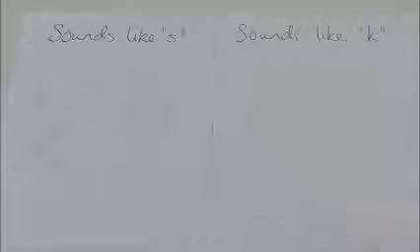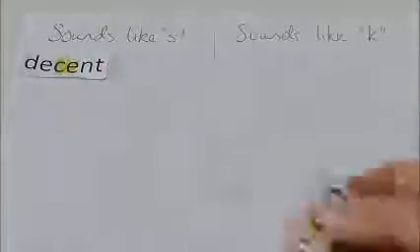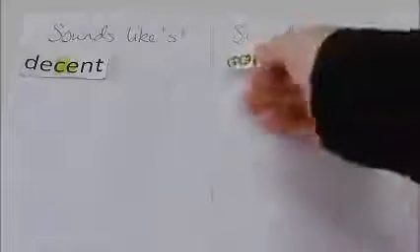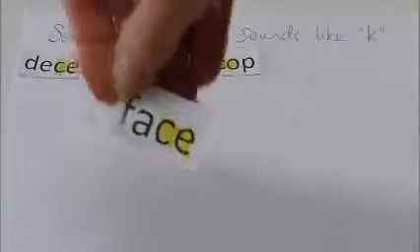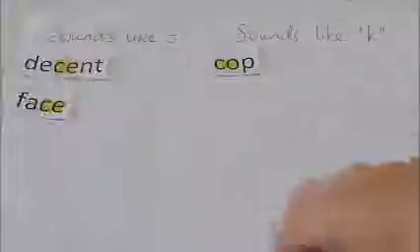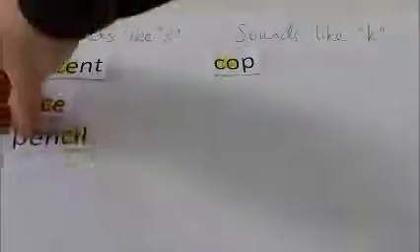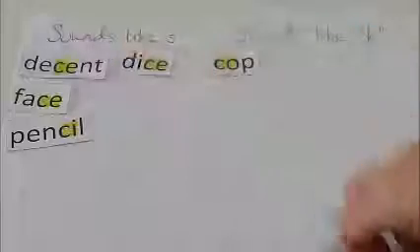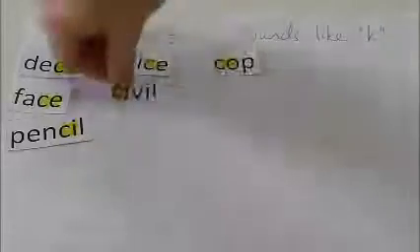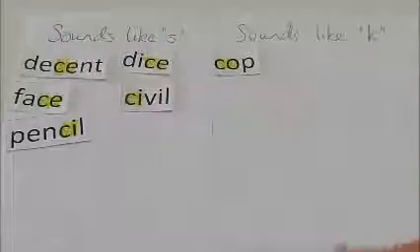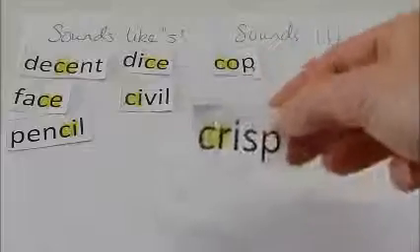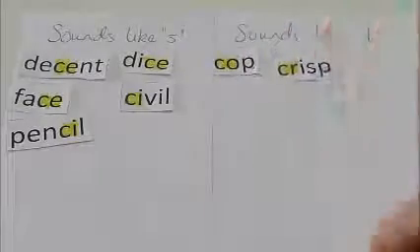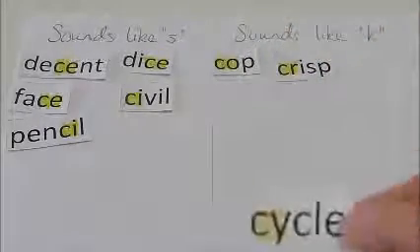So here we go. So decent, that sounds like S. And cop, K. Face, pencil, and dice, and civil. And the child might not be able to read all of these words. You might have to read some of them with them. Crisp, that's a K.